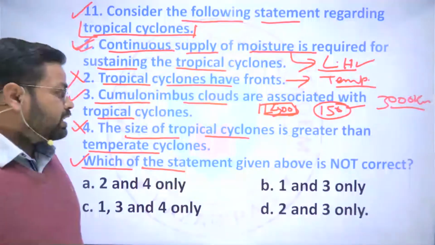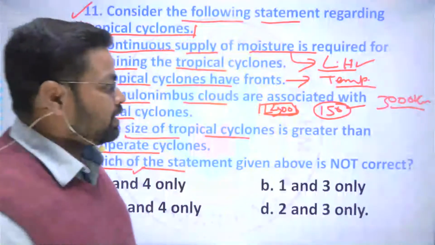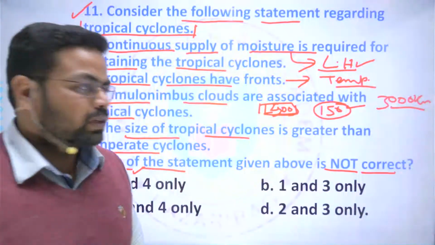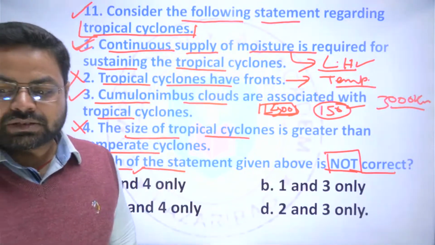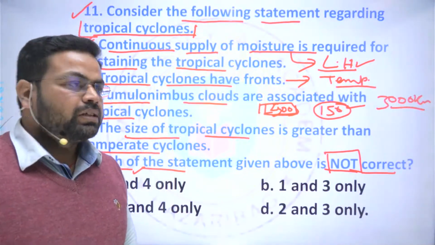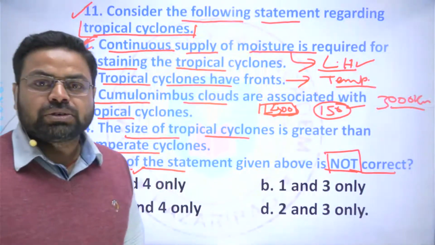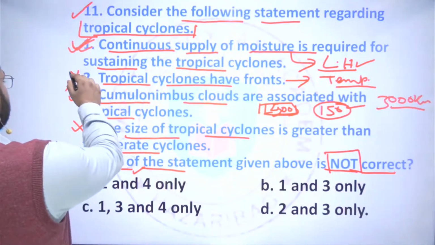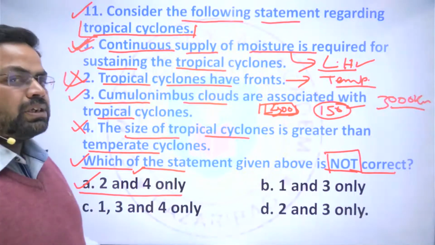However, here you have to put some special attention because the statement says, which of the statements given above are not correct. Not correct. So note this word, not. Most of the students miss this word, not correct, and because of this they commit the mistake. They mark the answer of those statements which are correct, while the question says which of them are not correct. So here the correct answer will be 2 and 4, that is option A.